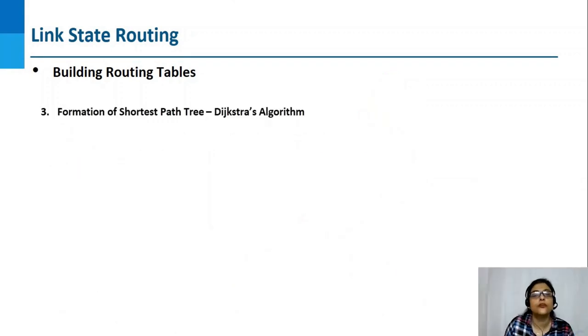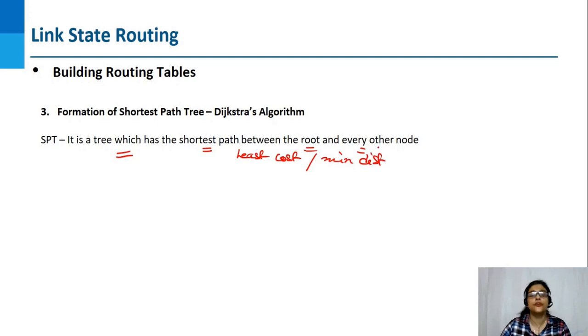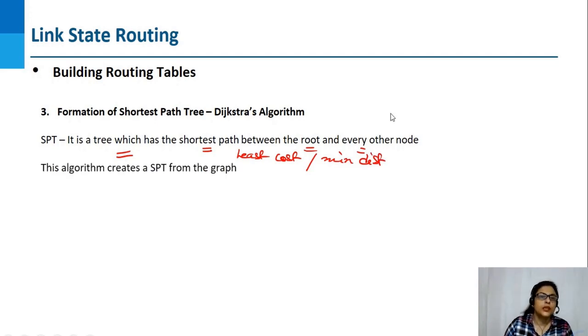Third step is formation of the shortest path tree. We use Dijkstra's algorithm here. The shortest path tree is a tree which will have the smallest path, or the minimum cost path, or we call it the shortest path, between the root and every other node. This shortest path is based on the least cost or minimum distance, whichever is applicable. So the algorithm will create the shortest path tree from the graph or the topology that is given.